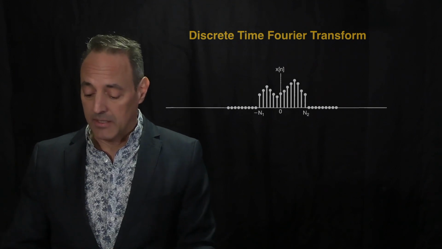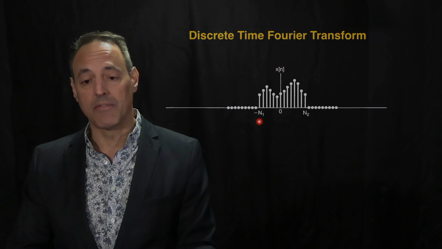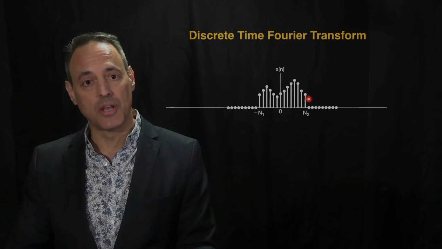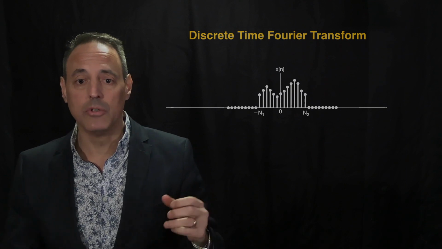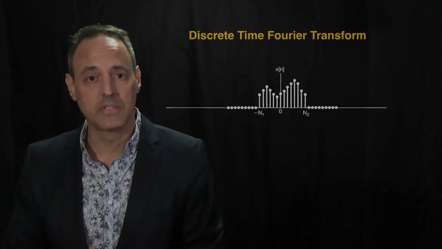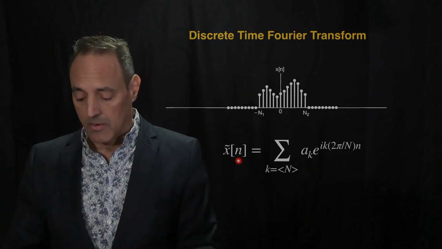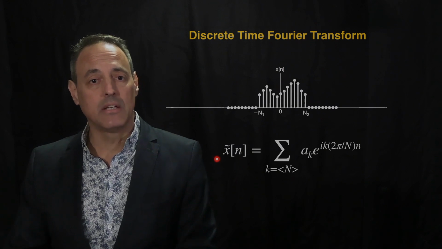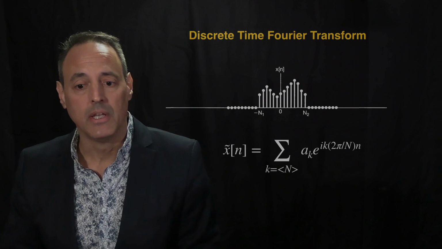So let's take a signal here. This is a discrete signal. It's 0 everywhere until some negative n1, where you have some shape until n2, then 0 again. And so what we'd like to do is represent this signal now in the Fourier domain. So this signal is x of n, and we're going to approximate it with some x tilde of n. So x tilde of n is the approximation of this signal here in the Fourier domain.